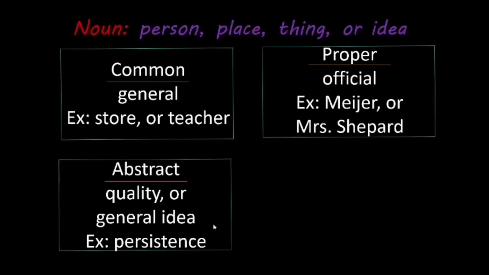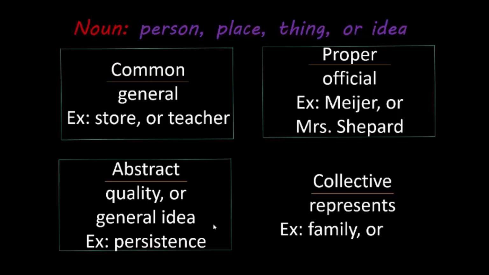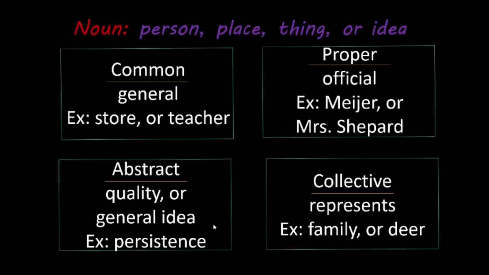The last noun that we're going to discuss is the collective noun. It's a collection, meaning it represents a group of persons, animals, or things. And some examples would be family or deer. In this case, you have family, and family represents parents, siblings, aunts, uncles. It's representing a group of people. Or you have deer, which is representing a group of an animal, such as does, fawns, and bucks. So they're collective.